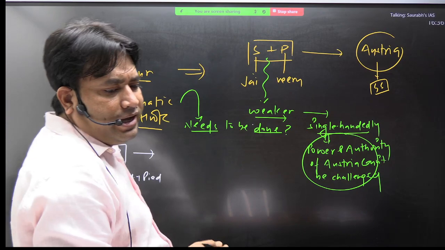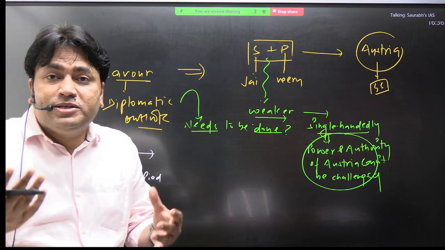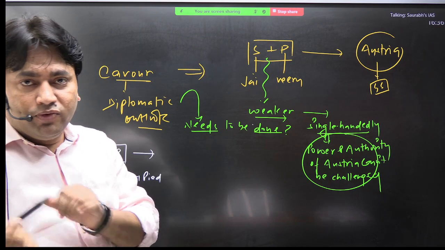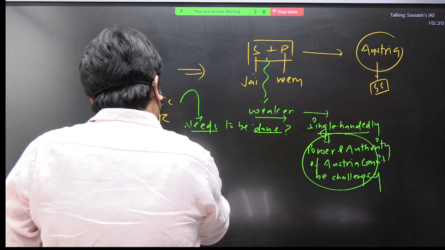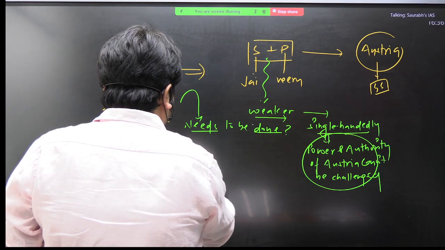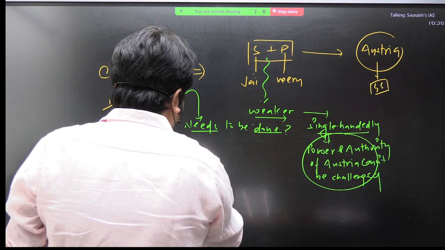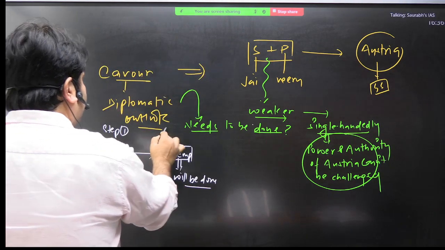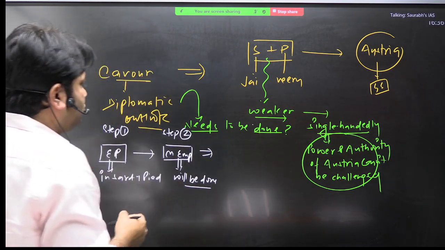सबसे पहले क्या करेंगे? इकोनॉमिक प्रॉस्पेरिटी लेके आएंगे. अच्छा, जब आपके पास पैसा आएगा तो आप इससे क्या कर सकते हो? मिलिट्री एम्पावरमेंट कर सकते हो. So first we will bring economic prosperity and then what will be done? Military empowerment will be done. This is step number 2. Step number 1, what? Economic prosperity. Step number 2, what? Military empowerment needs to be done.